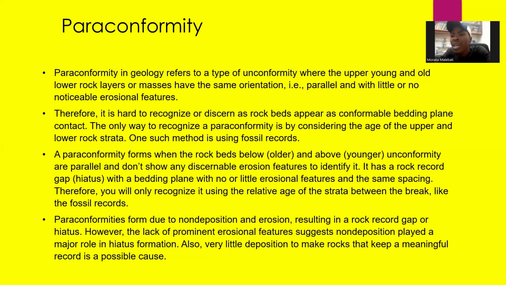But now, how will you be able to pinpoint the period of non-deposition or a period of erosion? You can only do that with a high amount of certainty using fossils. The only way to recognize a paraconformity is by considering the age of the upper and the lower rock strata. One such method is using fossil records. So I hope it makes sense now.